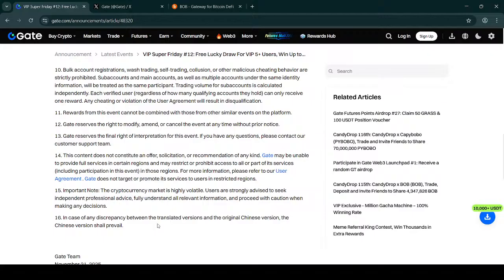So, an important note: cryptocurrency is highly volatile. Users are strongly advised to seek independent professional advice, fully understand all relevant information and proceed with caution when making any decision. In case of any discrepancy between the translated version and the original Chinese version, the Chinese version shall prevail, guys.